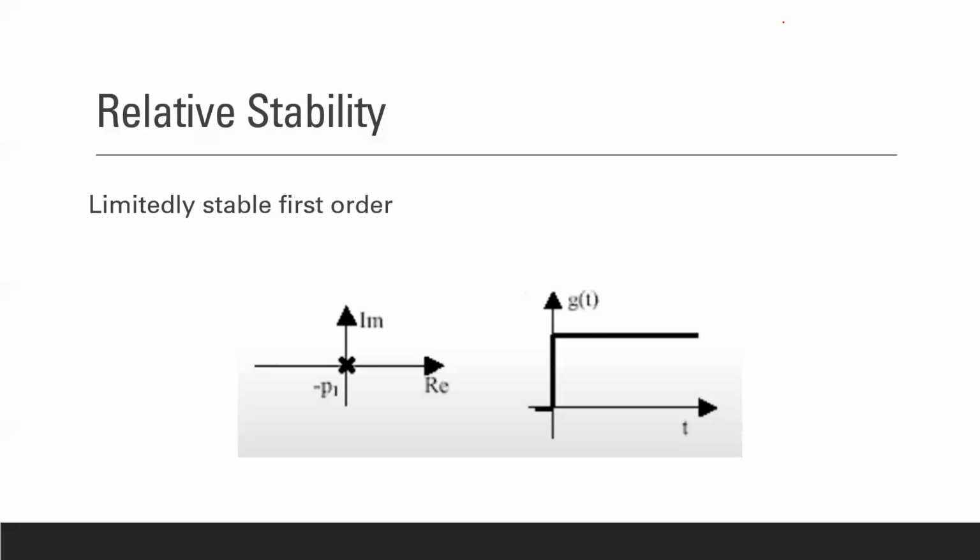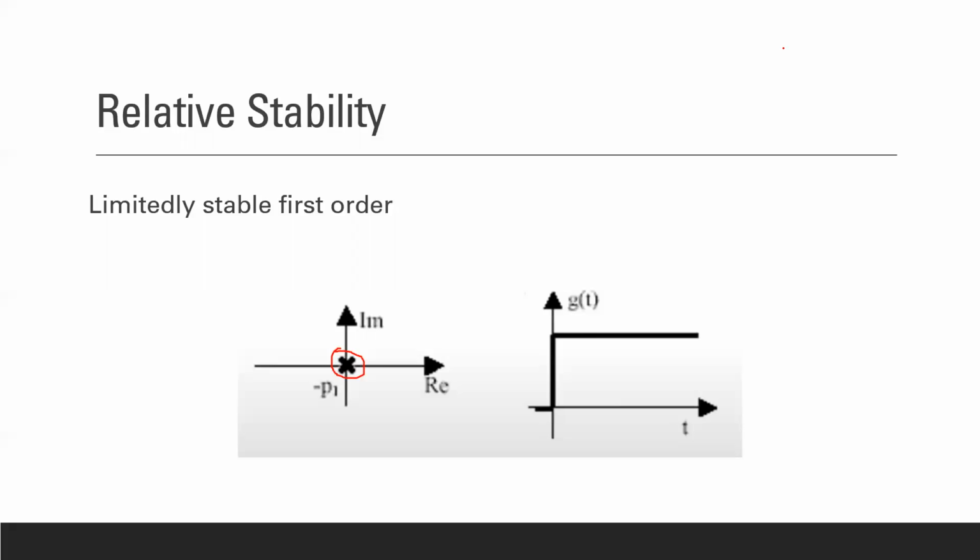Relative stability is divided in two types, or in two orders. The first one is the limitedly stable first order. This order tells us that a system is limitedly stable if there is only one pole at the origin, as we can see in the picture, and the others being in the negative plane.